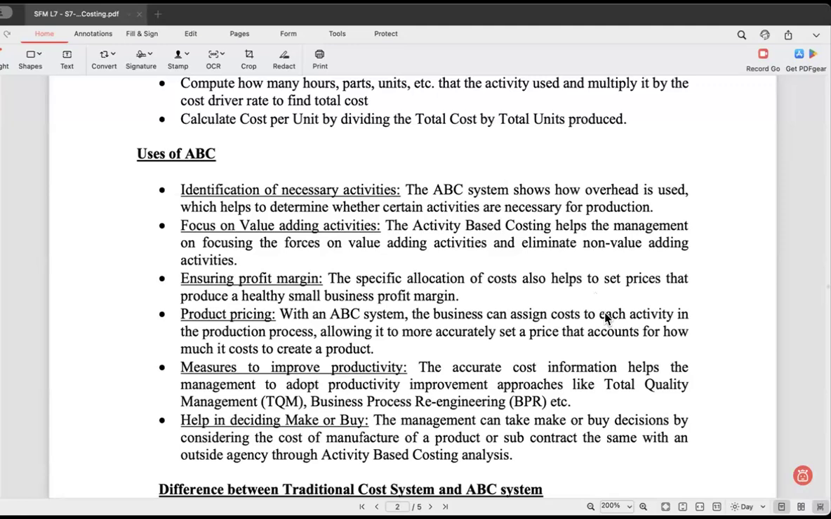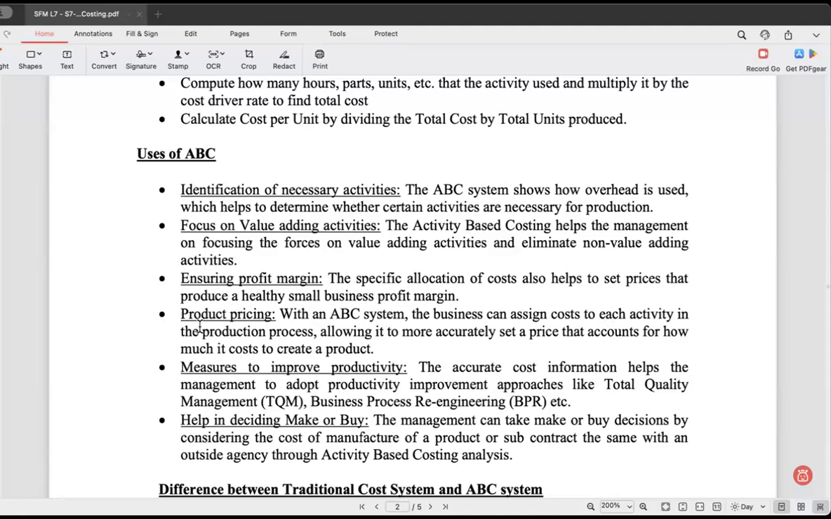Whereas in traditional costing, you can't do that because they're only using one cost driver for all the overheads. In that case, it's difficult to get an accurate picture. But in the ABC system, they use multiple cost drivers based on the overheads. So this gives a more accurate picture and you're able to ensure a profit margin.